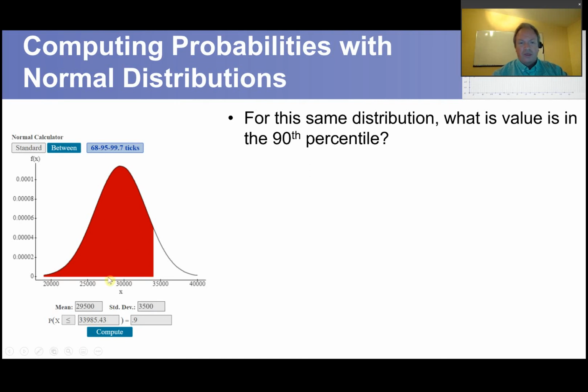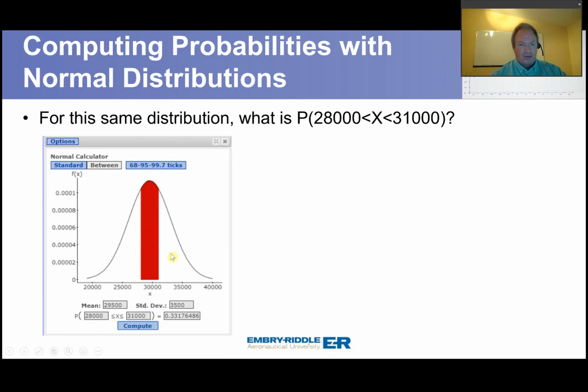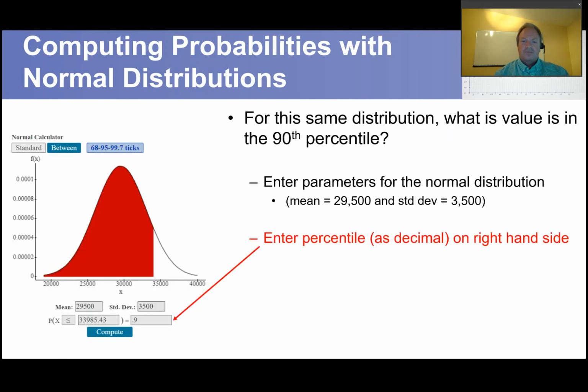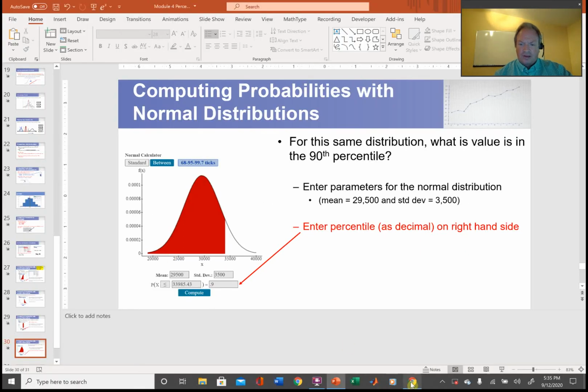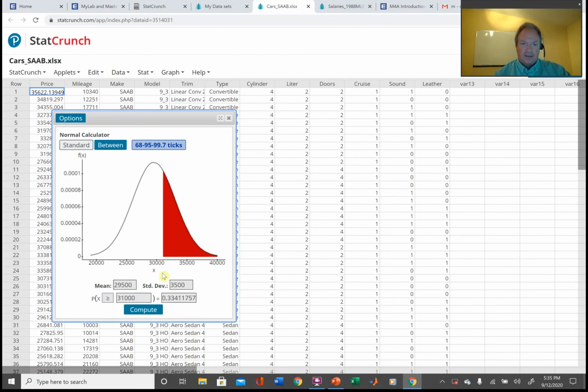And notice one of the really cool things about StatCrunch is it's shading the area corresponding to the probability. So this area is 90% of the area under the curve. Just like if we go back, this area here was actually 33% of the area under the curve. It's actually a really nice feature about StatCrunch. So let's go ahead and do that. So if we go to StatCrunch here, and now I'm just going to go back and click on standard again, and I enter 0.9.